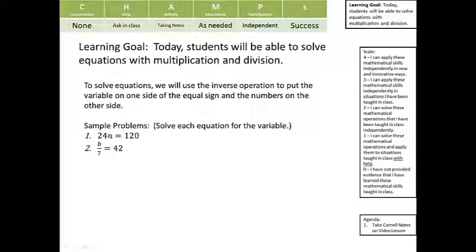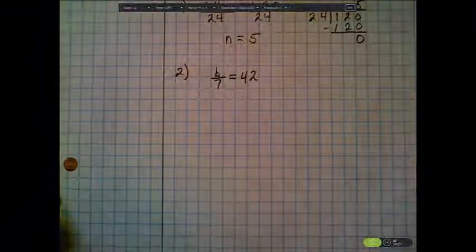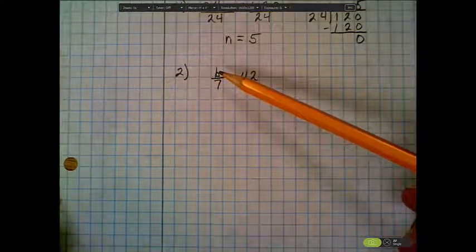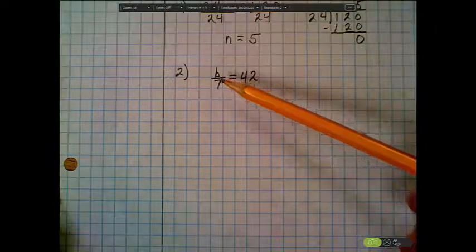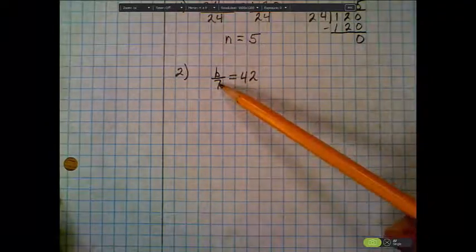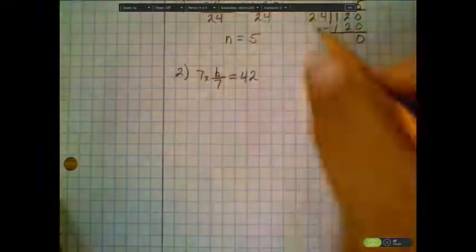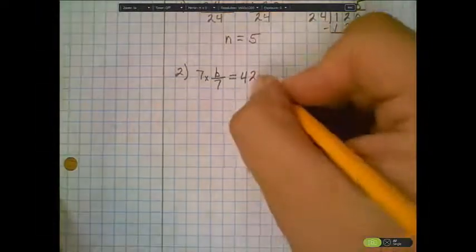The second problem that we're going to do is b over 7 is equal to 42. So I've written the problem down. b over 7 is equal to 42. We remember that this fraction bar is the same thing as the division sign, so this means b divided by 7. Because it's division, we're going to solve it by multiplying. We want to get rid of this 7 that's on the bottom here, so we want to multiply by 7. So if we multiply this side by 7, then we need to multiply this side by 7 as well.